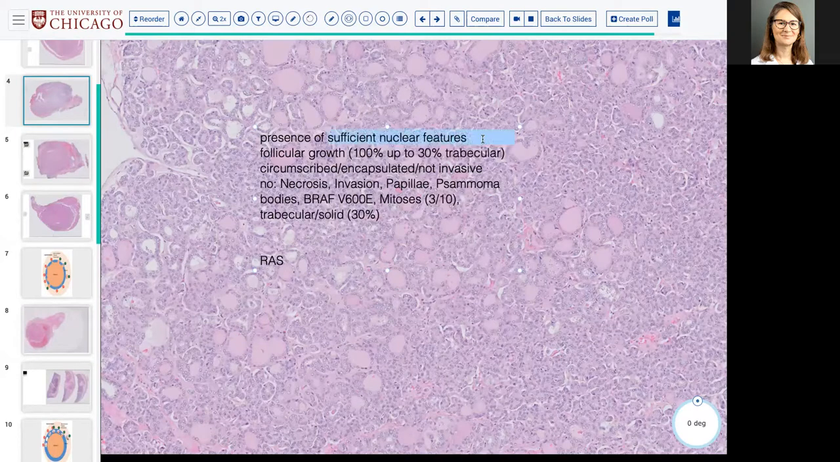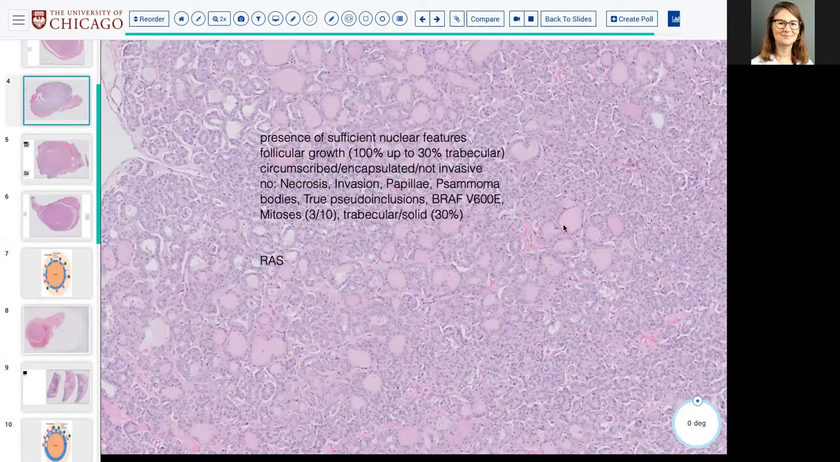Presence of sufficient nuclear features, meaning a little wrinkle here and there, a little groove here and there, but mostly normal nuclei. You could call it benign, technically, but really no necrosis, no lymphovascular, capsular, perineural, no any invasion, no papillae, no psammoma bodies. Some people have actually argued also no true pseudo-inclusions. All right. No BRAF V600E, no increased mitoses, and little trabecular to solid growth.